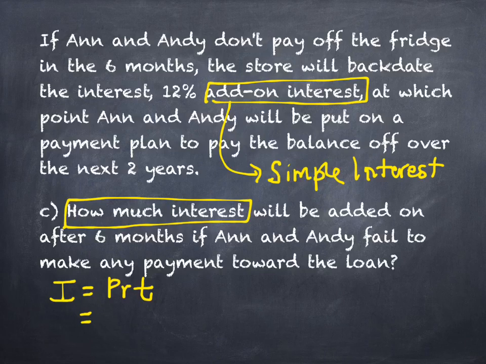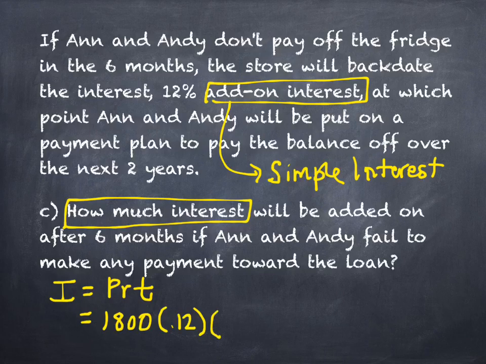Principal was the... That's my $1,800. That's right, Ethan. It's the amount that they borrowed. What is R? 0.12. You got it, Tara. And then what is T? Time, and it's 1/2. It's 6 months, but out of a year, so it's a half.